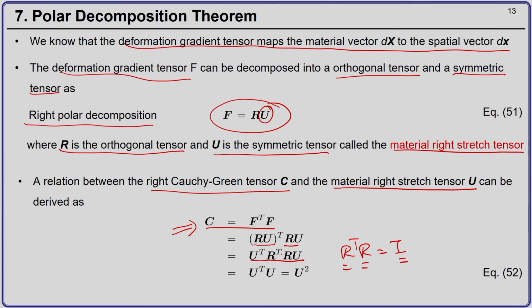Therefore, U transpose R transpose R U becomes U transpose U, and U transpose is same as U, because U is a symmetric tensor. So, you have U dot U, which is nothing but U square. So, the relation that we get is U square is equal to C, or the square of the material right stretch tensor is equal to the right Cauchy-Green deformation tensor C. That is how we can relate.